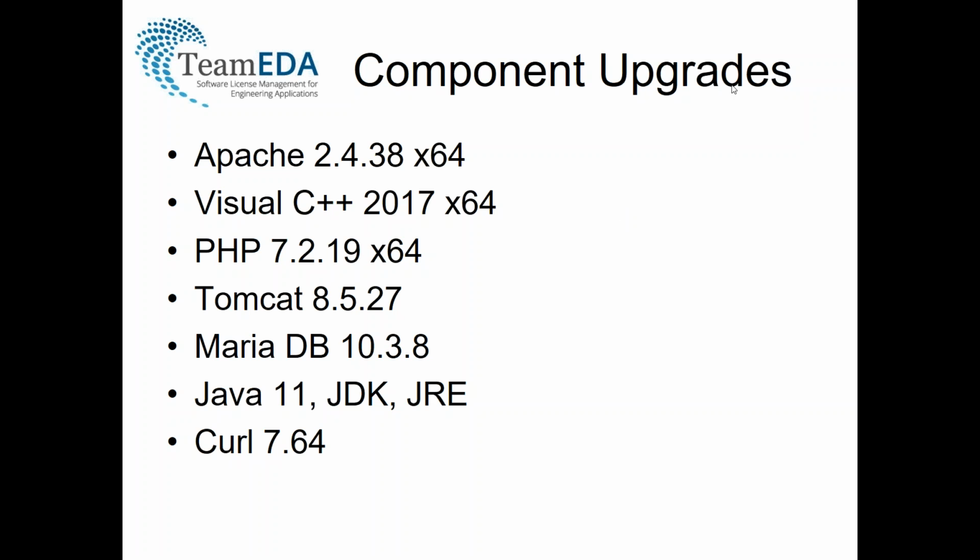So the components have almost all been upgraded. We're up to Apache 2.4.38 x64, Visual C++ 2017 x64, PHP 7.2.19 x64, Tomcat 8.5.27, MariaDB 10.3.8, Java 11 JDK JRE, and curl 7.64. So these components have all been updated in the 9.1 release.